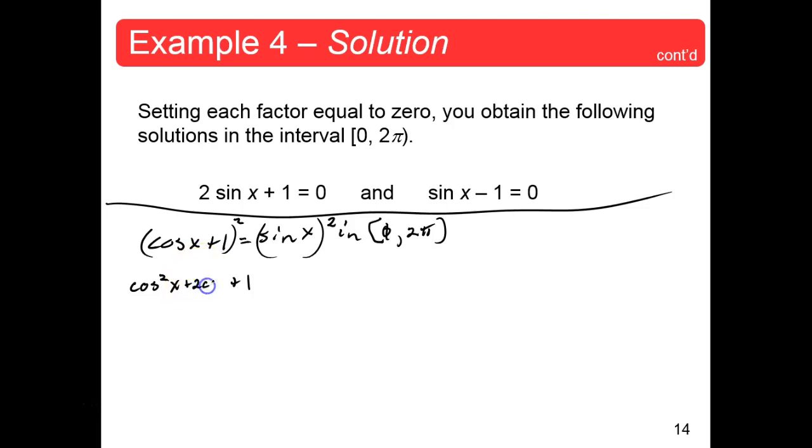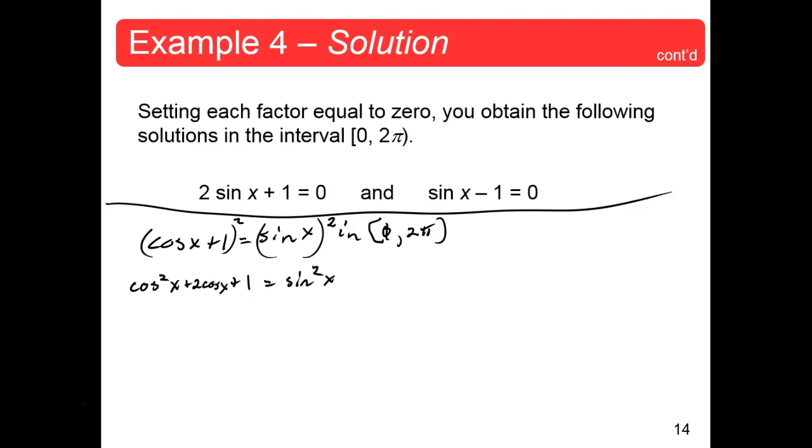Plus 2 cosine x. You have that middle term in there. If you don't know why, go back and FOIL it, and you'll see why it pops up there. On the right-hand side, what do you have? Sine squared x.